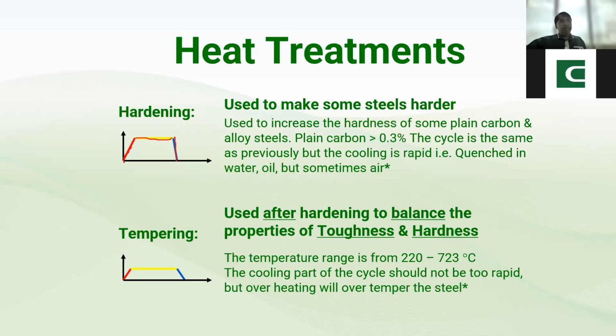So I already explained the difference between annealing, normalizing, and hardening. Annealing will create steel which is soft and ductile. Normalizing will create a steel which is a tough material, and hardening or quenching will make the steel hard. So these are the three heat treatment processes that will change mechanical properties such as ductility, toughness, and hardness of your material. And the fourth one is tempering.